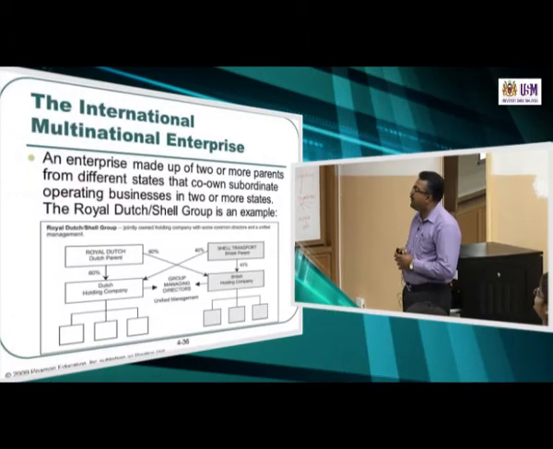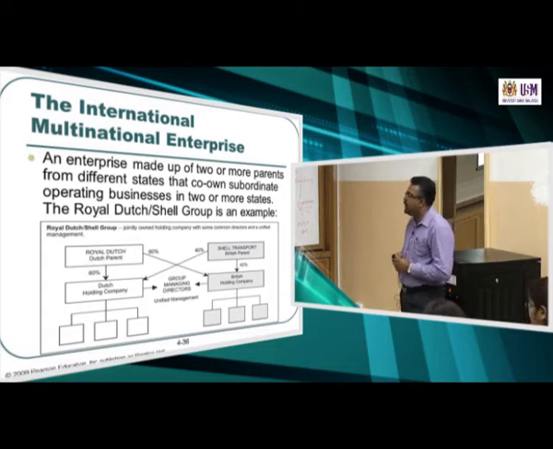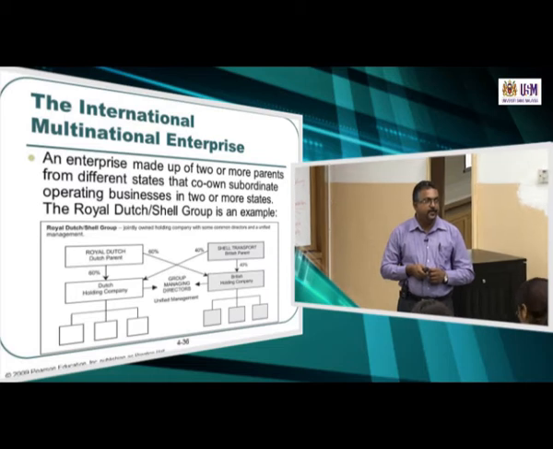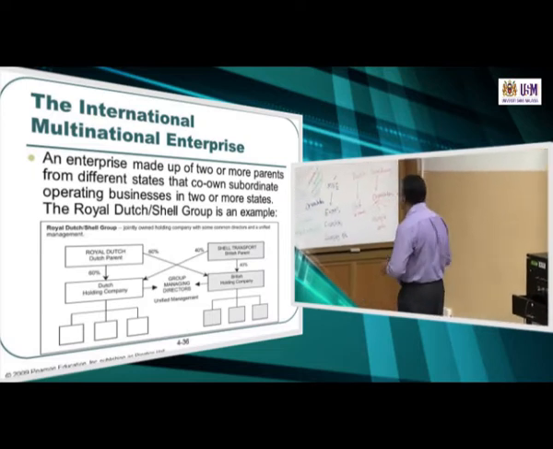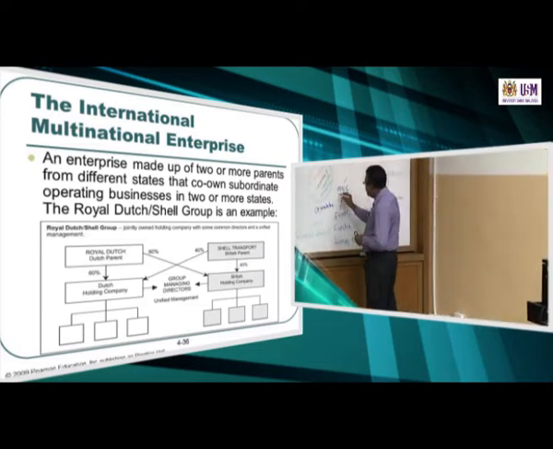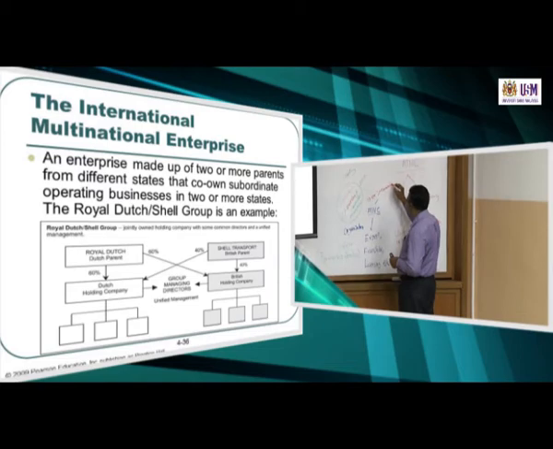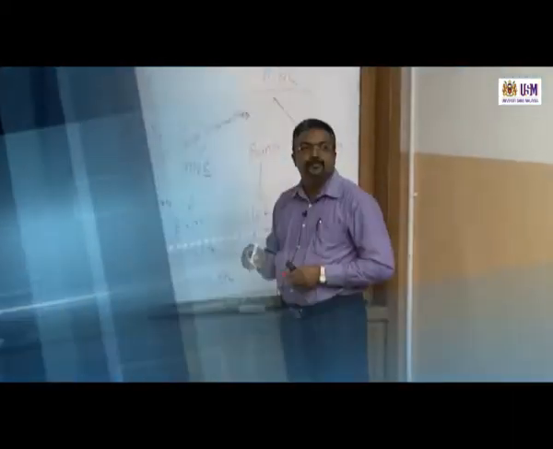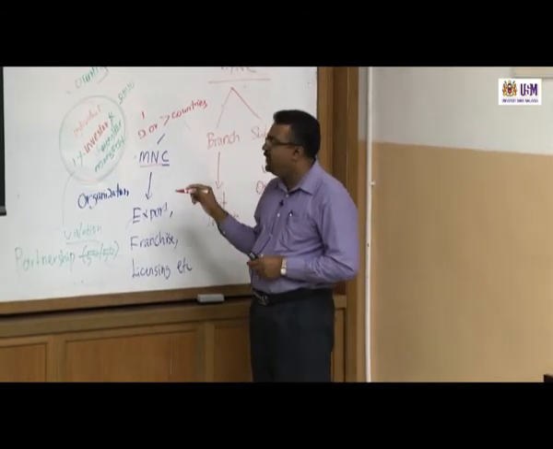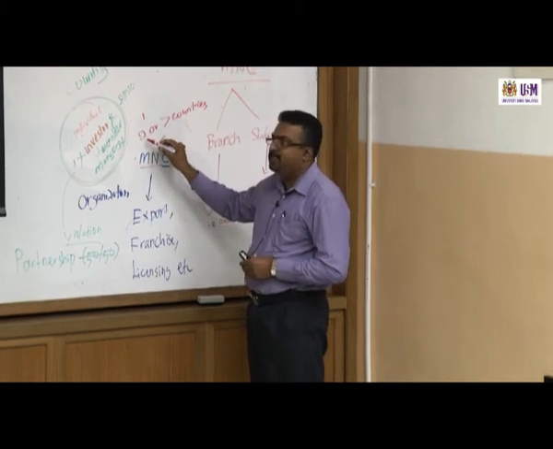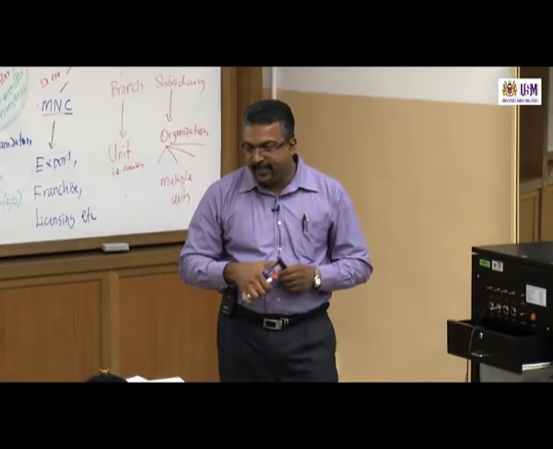So an enterprise made up of two or more parents from different states that co-own subordinate operating businesses in two or more states, then we can call them a multinational enterprise. So the multinational enterprise refers to two or more countries. Can it be one or not? Cannot. We can call them an MNC when they have subsidiaries in two or more countries, two or more states in this case.